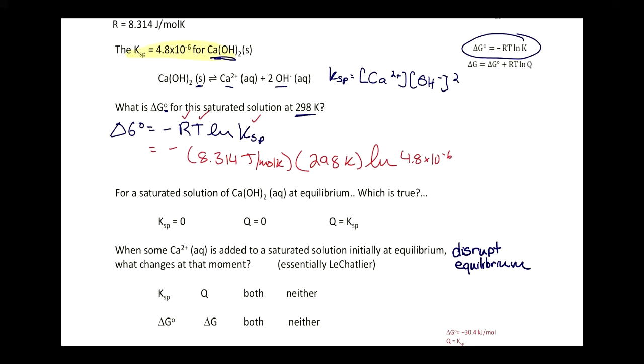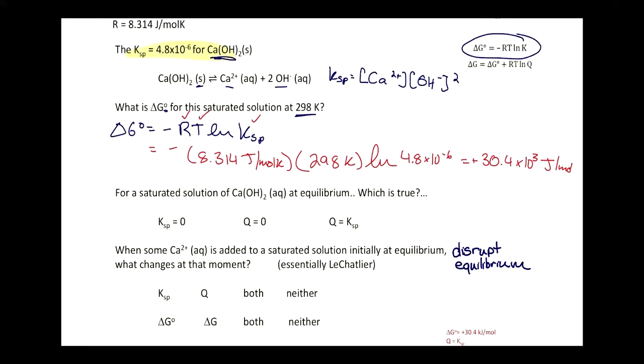Before we even calculate this, K is a really small number. So what do you think the sign of delta G is going to come out to be? If it's really small, is the forward reaction very spontaneous? Nope. So is delta G going to be negative? Nope. It's probably going to be positive, meaning that the reverse reaction is more spontaneous. And that's exactly what we get. We get 30.4 times 10 to the 3 joule per mole.